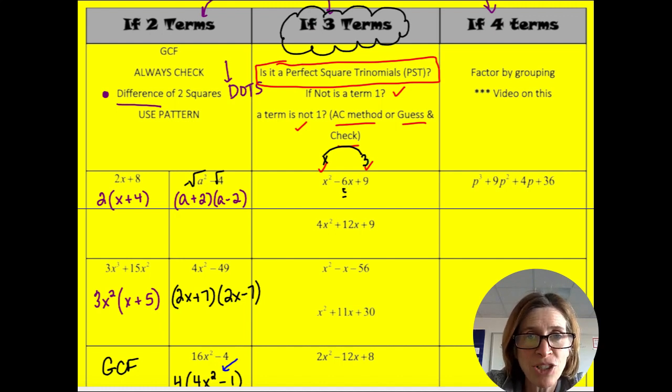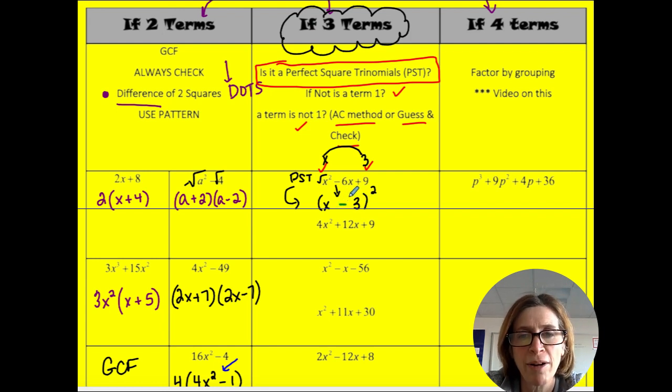All right, so how do we factor it? Well, the pattern is your result of a perfect square trinomial is going to give you a binomial square, or the square of a binomial. It's always going to be the square root of the first term, the square root of the last term, and the sign of the middle term. So x minus 3 squared.